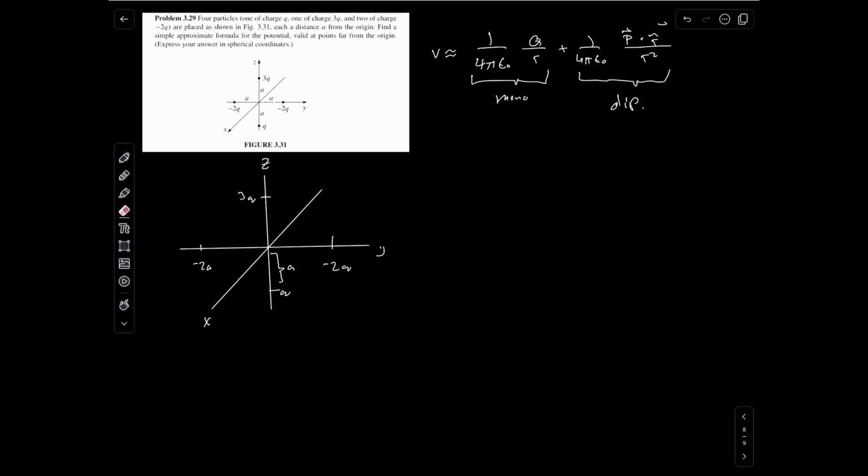So for the monopole, we need to find the total charge of the system, which is Q. That is simply adding up all the charges. Let's go clockwise here: 3q, plus q, and minus 2q. As you can see, this is just 3q plus q minus 2q minus 2q, which is just 0. Simple, easy. Our monopole is just 0.